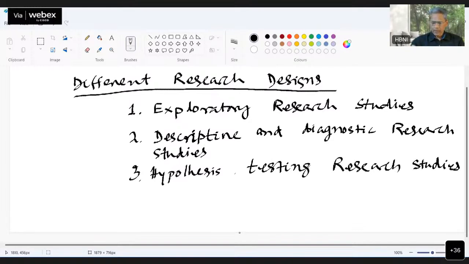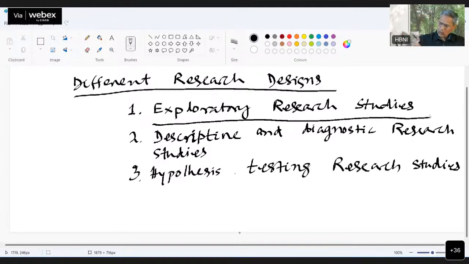So you have three types of research studies. So what are exploratory research studies? As the name suggests, it's basically a formulative research study. The main purpose of such a study is that of formulating a problem for more precise investigation, or of developing the working hypothesis from an operational point of view. What is happening?